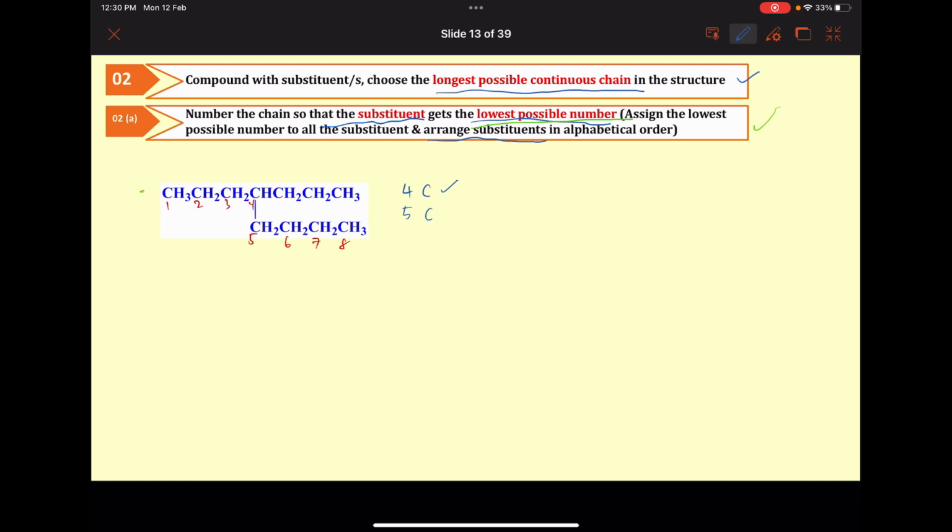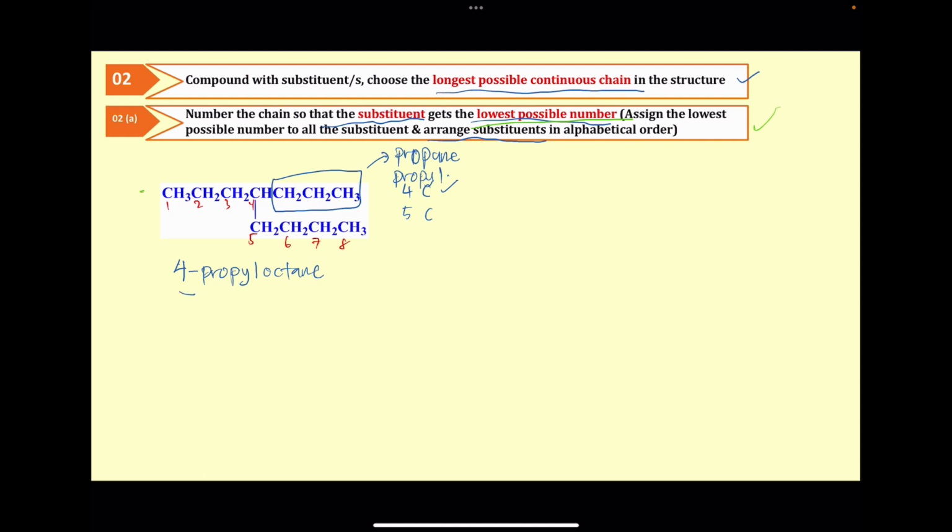Okay, so since kita ada, ini adalah substituent. Kalau substituent tiga carbon daripada propane, okay, propane kita tukar kepada substituent, ia akan jadi sebagai propyl. Okay, so we can name the compound as 4-propyl octane. Bermaksud propyl attach pada carbon yang keempat, and octane ni merujuk kepada the parent name of the compound atau parent chain of the compound.